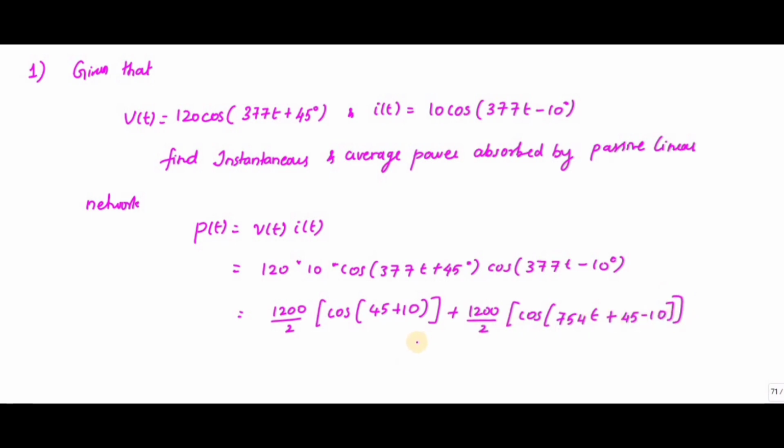Okay, so here the first term is average power, right? And this total term is instantaneous power. So 600 cos 55 plus 600 cos(754 t plus 35). Okay, so this is nothing but instantaneous power, and you can see 600 cos 55 degree is average power, and this is usually measured in terms of watts.